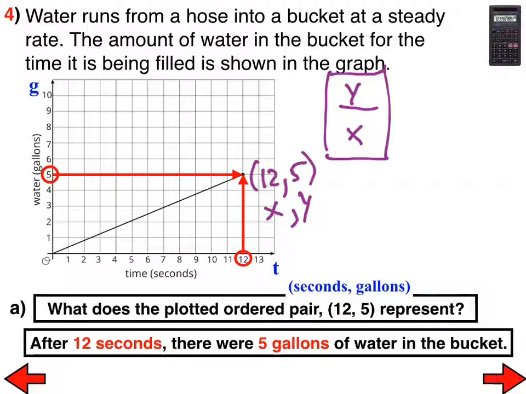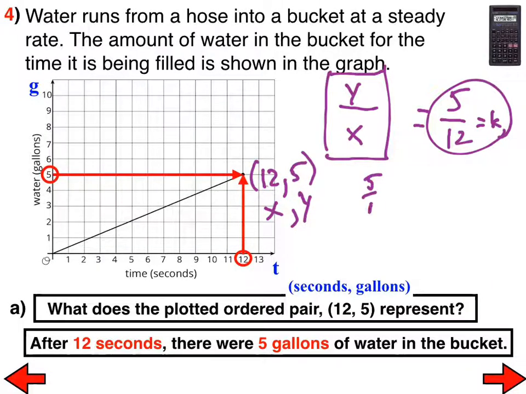In this problem, what is y? What is x? Is that reduced? Yes, that's the constant of proportionality. Now, I know I didn't ask for it in this one, but that's what it is. Part B says, how many gallons of water were in the bucket after 1 second? That's like asking for how many gallons per second. Well, yes, there are 5/12 gallons per second.